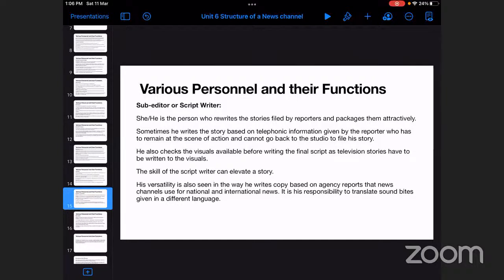Understood, right? Even by phone, with phone inputs he will write the story based on some inputs given by the reporter. He may write the entire story. Okay, that is the duty of the sub-editor.